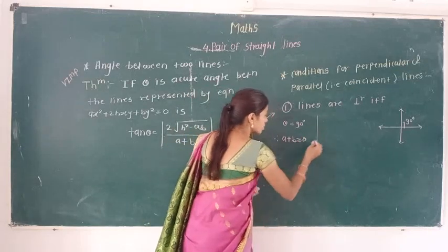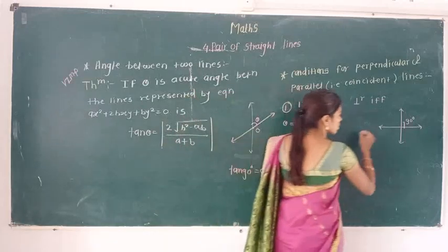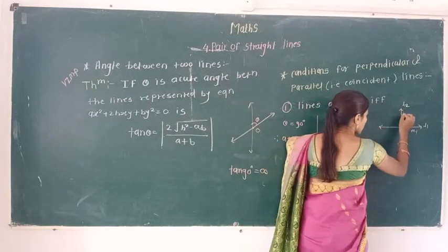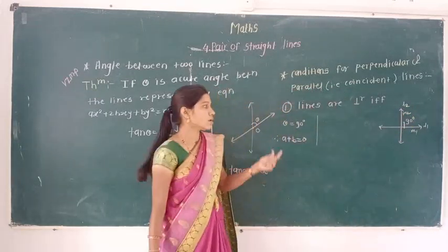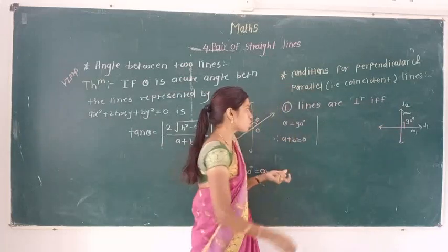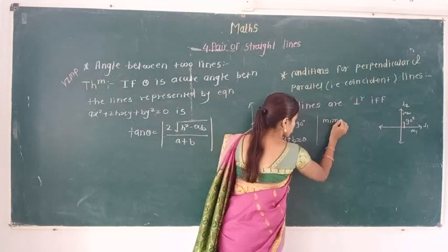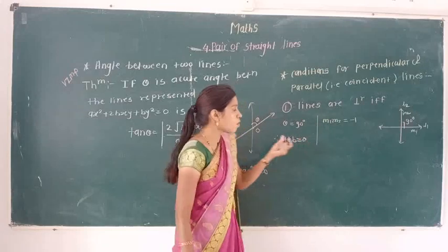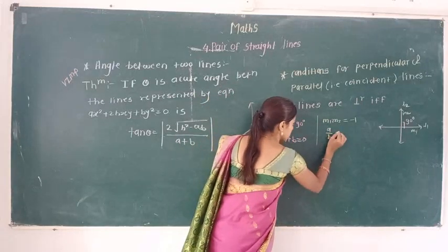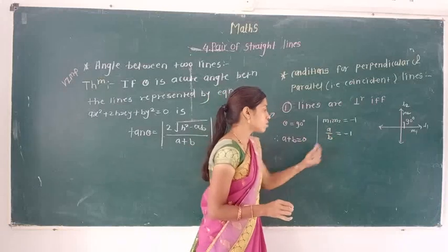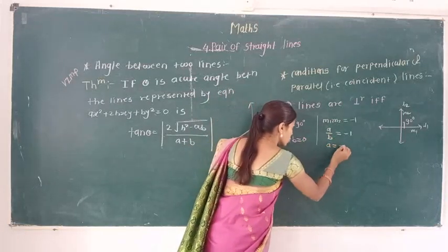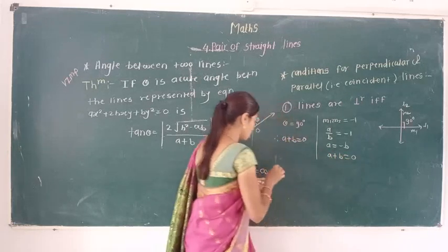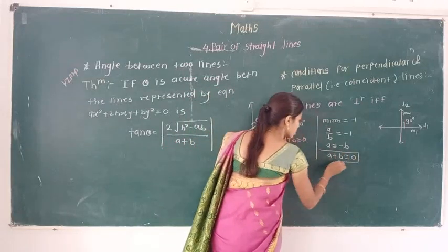Otherwise, we know that the two lines are perpendicular. So, the slope of first line is here m1. Here is the second line. Slope of second line here we consider m2. And we know that the two lines are perpendicular. Their product of slope, means m1 into m2, is equal to minus 1. And the product of slope of two lines is a by b, which is also equal to minus 1. Now after simplifying this condition, we get a is equal to minus b, that is a plus b is equal to 0. And it is the very important condition.